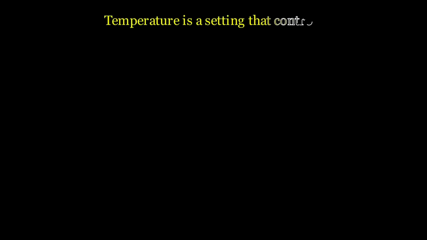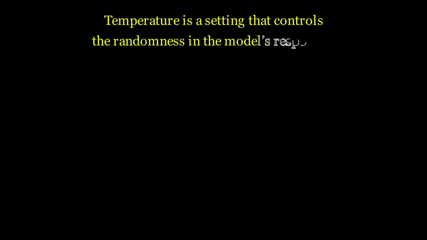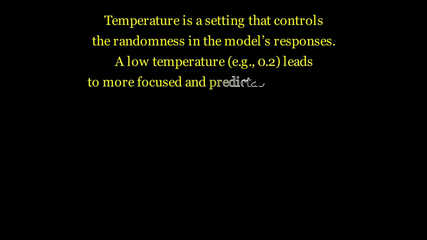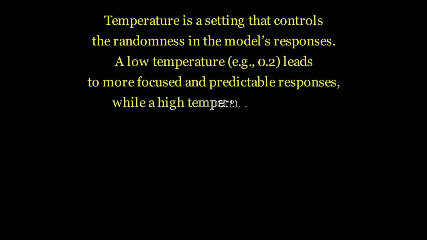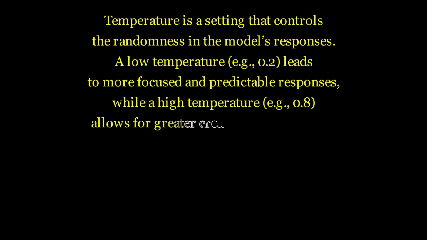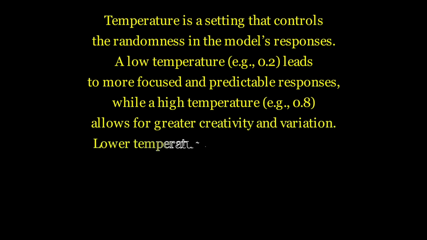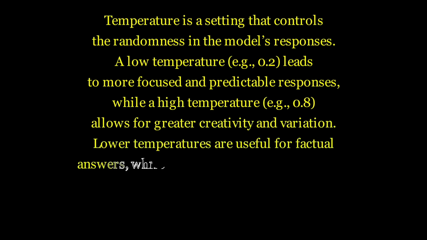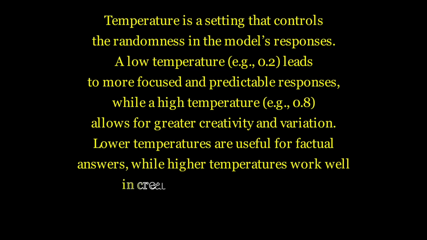How does temperature affect prompt responses? Temperature is a setting that controls randomness in the model's responses. A low temperature like 0.2 leads to more focused and predictable responses, while a high temperature like 0.80 allows for greater creativity and variation. Lower temperatures are useful for factual answers, while high temperatures work well in creative or open-ended tasks.